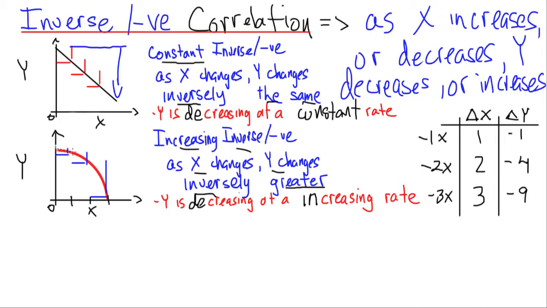Or another way to show this, if we draw a tangent at each coordinate, the lines become steeper. What this means is that the dependent variable, or the y variable, is decreasing faster than the independent, or x variable, is increasing.